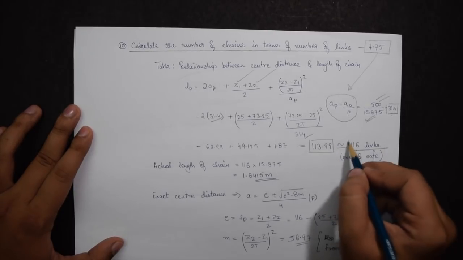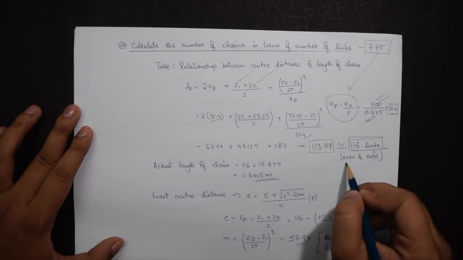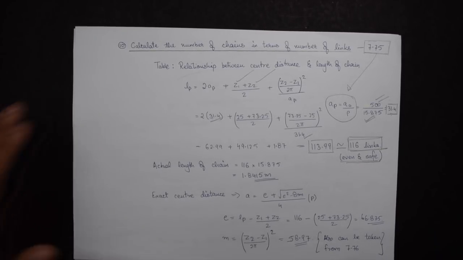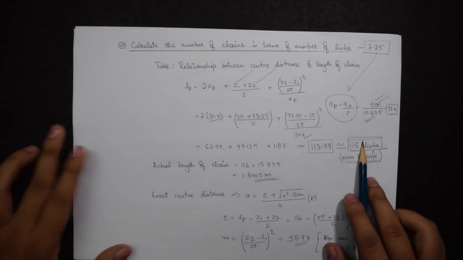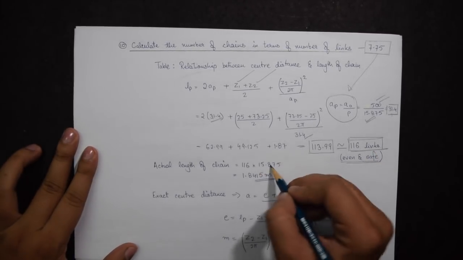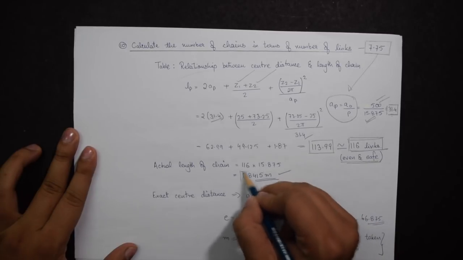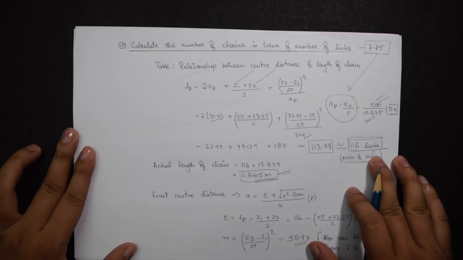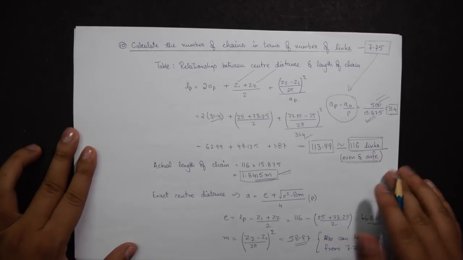So this should be converted into a slightly larger number and an even number. Just remember the even part. So this turns out to be 116 links. Now if we multiply links with the pitch, we get the total length of the chain, which turns out to be 1.8415 meters. So we have assumed so many values.